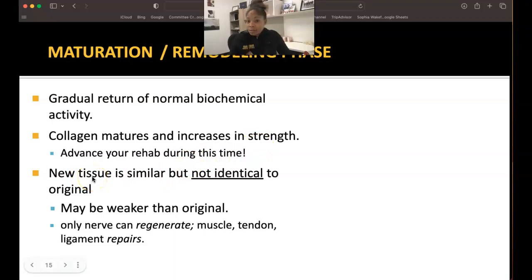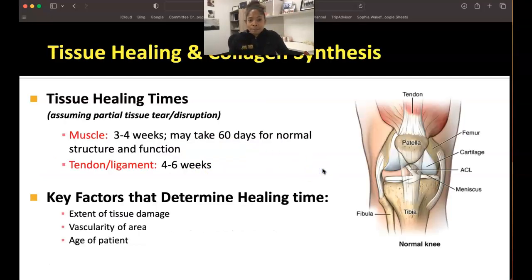Okay, I said this in the other slide, and I'll say it here again, that the new tissue is going to be very similar, but it's never going to be identical in terms of its tensile strength to the original tissue, and it's most often going to be weaker. So what we want to do is really not only strengthen the injured area, but strengthen the anatomical structures around it to support this weaker tissue per se. Does that make sense, everyone? I really truly do hope that makes sense to you all.